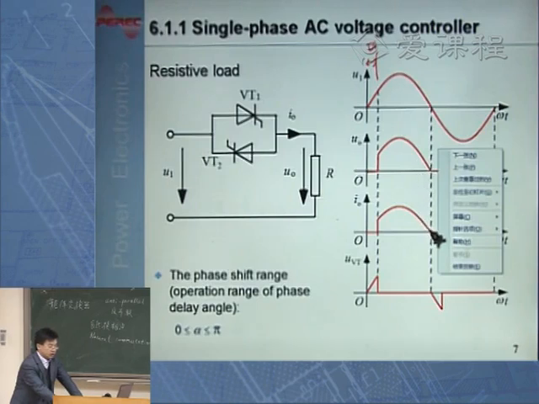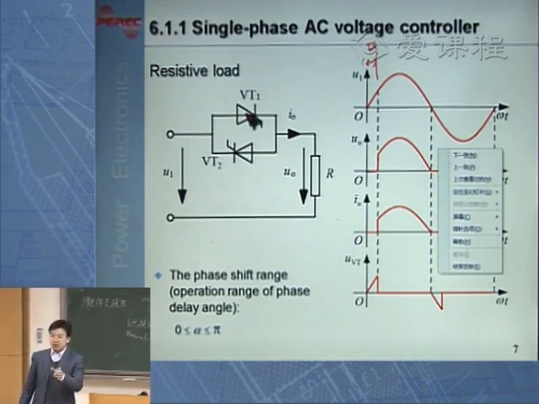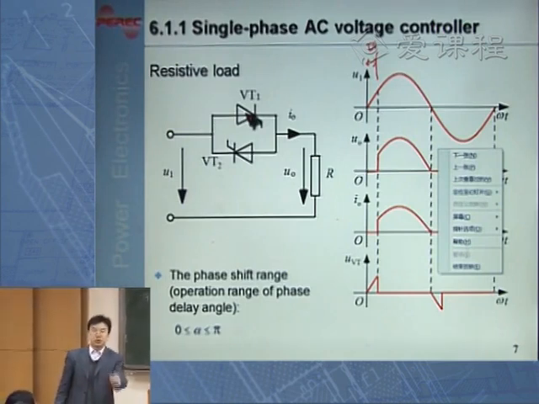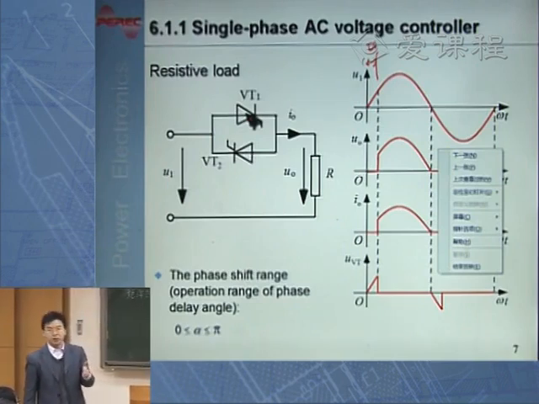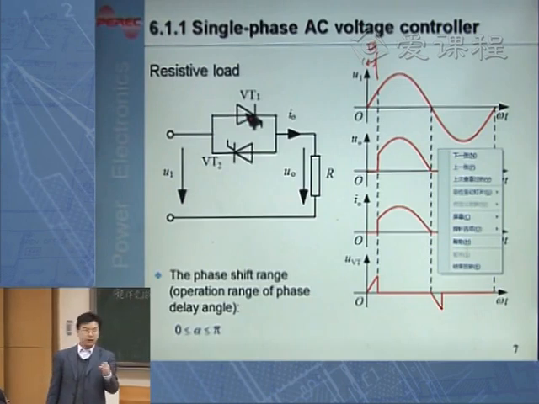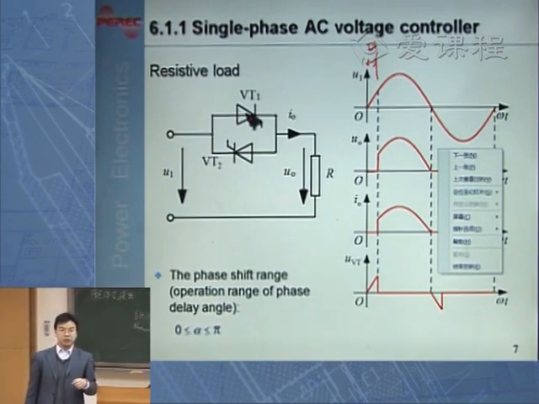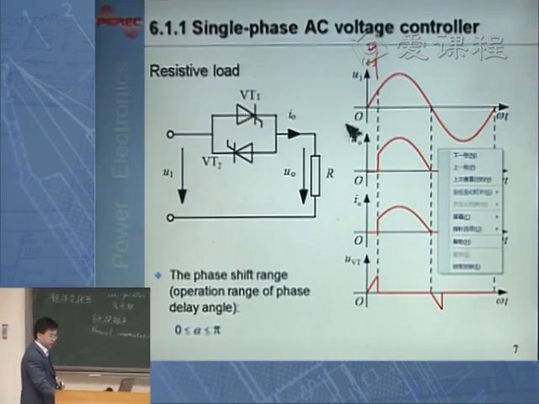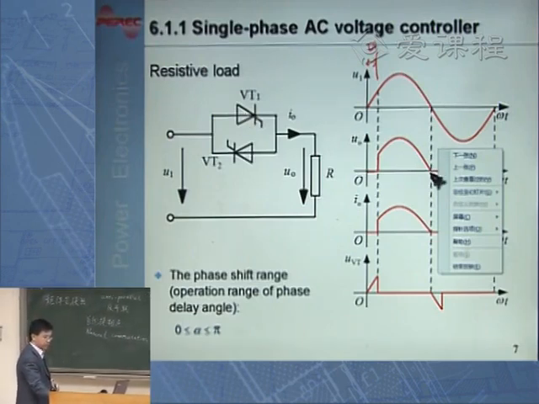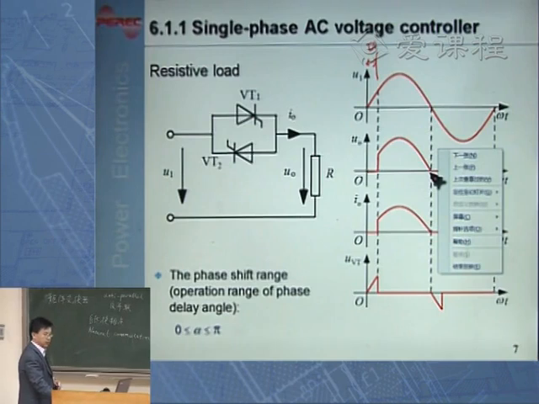So when this is decreased to 0, then VT1 turns off. Remember, we cannot turn off a thyristor through gate signals. A thyristor can only be turned off when the current flowing through the thyristor is decreased to 0. So at this instant, when the current is decreased to 0, the thyristor VT1 will be turned off.